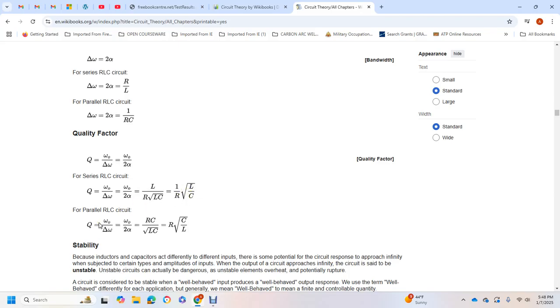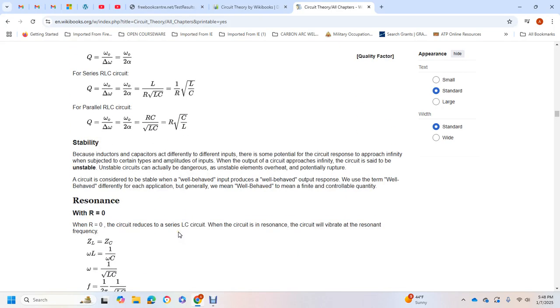For the parallel resistance circuit, the quality factor is equal to the frequency over the bandwidth, equal to the frequency over 2 alpha, equal to the resistance times the capacitance over the square root of the inductance times the capacitance, equal to the resistance over the square root of the inductance over the capacitance.